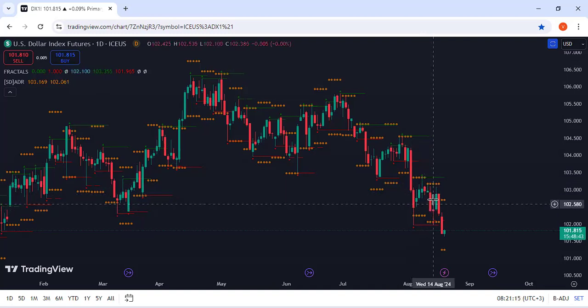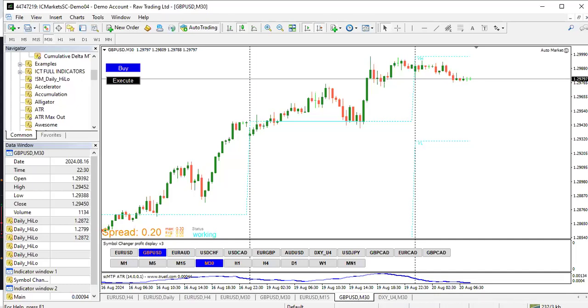Now, when we look at our intraday setups, we are looking for opportunities to also sell the USD. Let's go to H4.